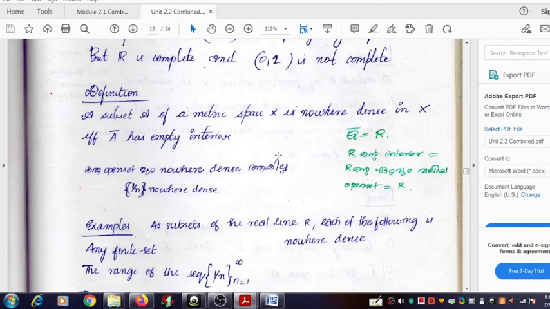Hello, welcome to a new video on metric spaces. Here we define the concept called the nowhere dense subset of a metric space.